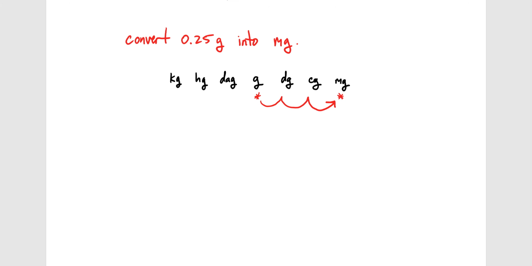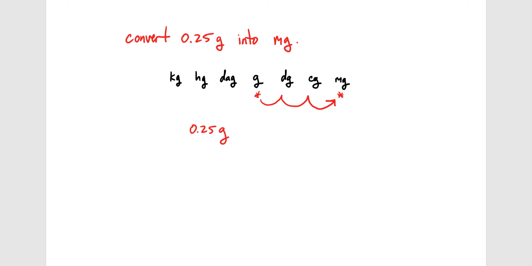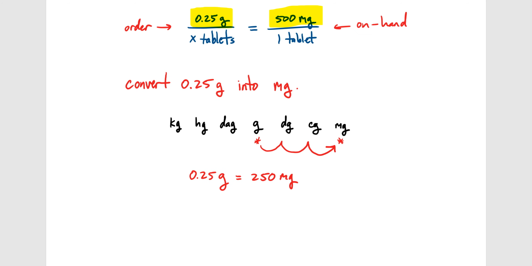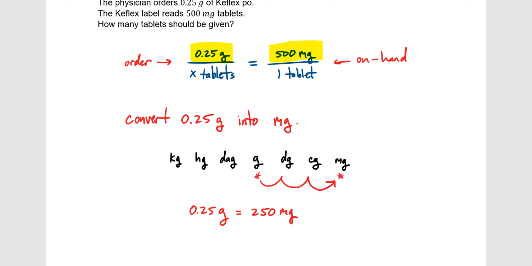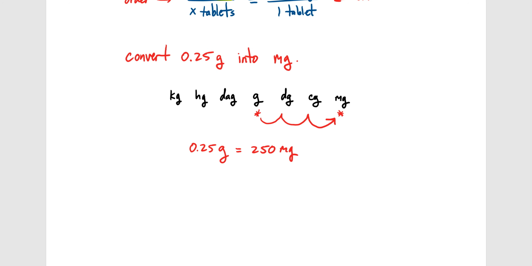Okay, so what that means is that 0.25 grams is going to equal 250 milligrams if you move the decimal 3 spots to the right. So taking a look back up at our proportion, now we can replace 0.25 grams with 250 milligrams.